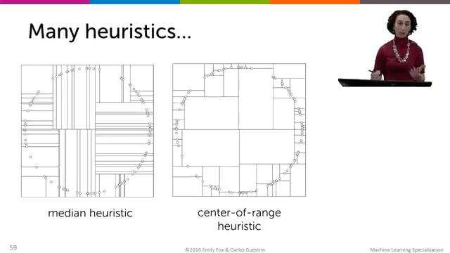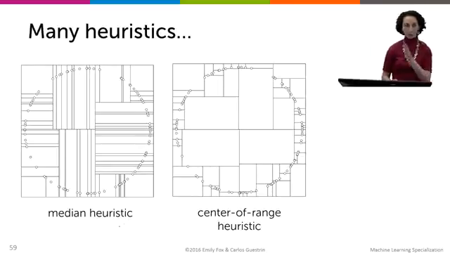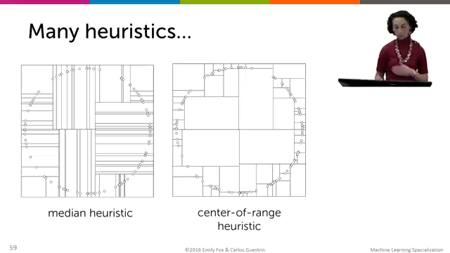So as an example of how important these choices can be, here's an example where depending on the distribution of data in the space, whether we look at this median heuristic for where to put the split point, or we just use the center of range, can give really, really different data structures. And we're going to show how this can have implications for the number of searches that we have to do when we're doing our nearest neighbor search.